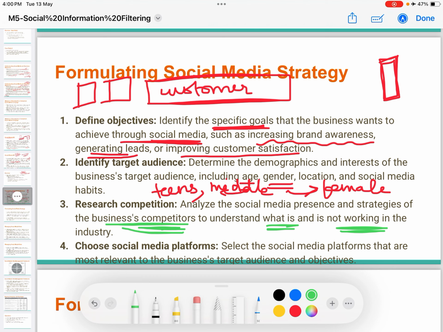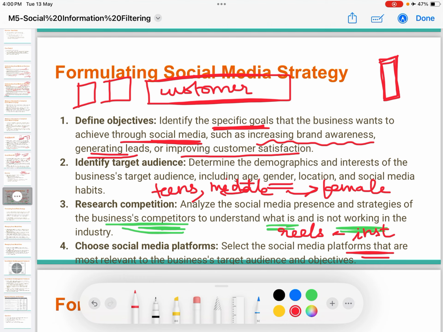Then choose social media platforms. Select the social media platforms that are most relevant to the business target audience and objectives. So the business needs to select those social media platforms which are most relevant. If there is a makeup brand, then maybe Instagram is more relevant to post different reels and market the different products with the help of reels. So that will be more relevant if it is at the early stage.